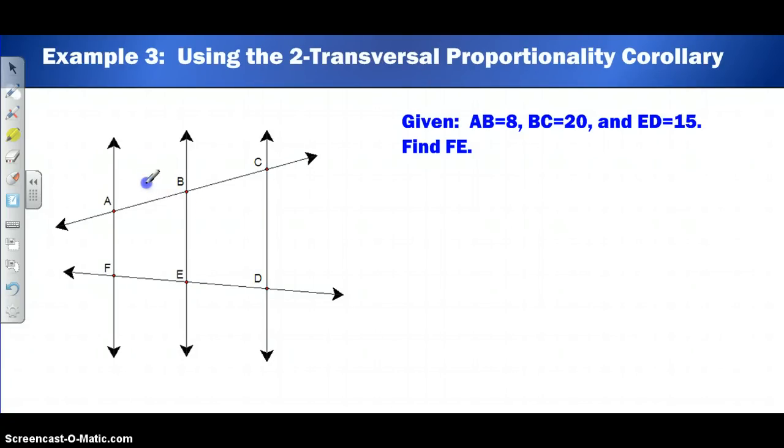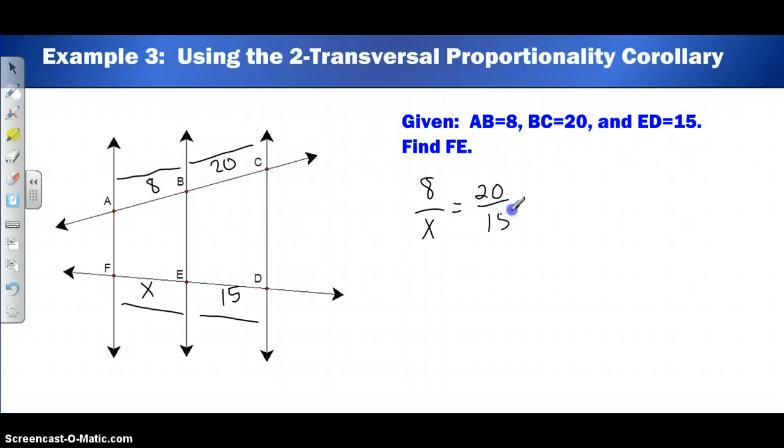AB is 8, BC is 20. I'm going to write that in. ED is 15. And I want to find FE. And we're going to use that theorem. And again, we're going to look. Top is to bottom is top is to bottom. And we'll set up the proportion just that way. 8 over x is equal to 20 over 15.